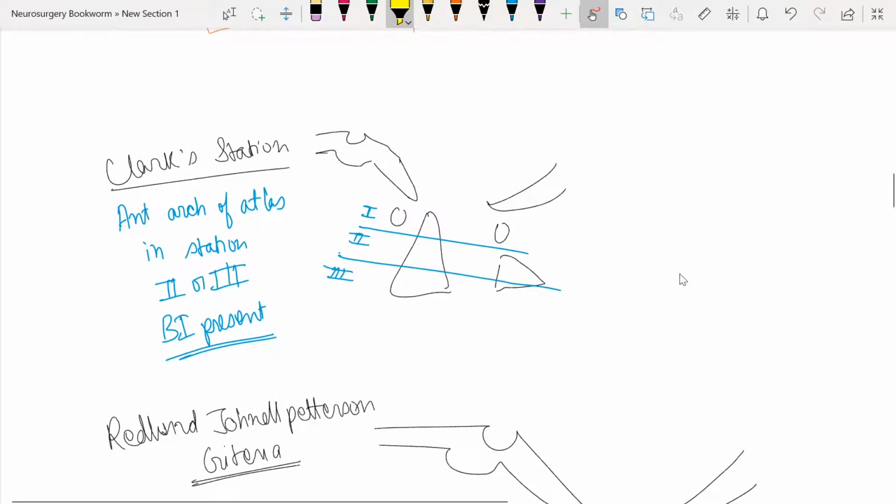Next parameter is Clark's station. So for Clark's station, we will divide the odontoid into 3 equal parts: station 1, station 2 and station 3. The anterior arc of the atlas generally lies in station 1. If it is lying in station 2 or station 3, then basilar invagination is present.